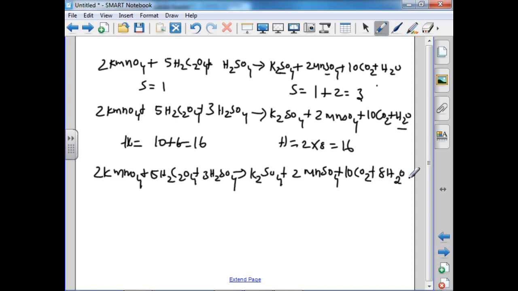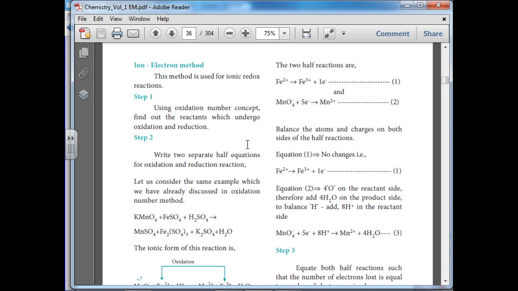Equation is balanced. So next we are going to learn a new topic, the ion electron method. This is the next method to balance the redox reaction. This method is used for ionic redox reactions. There are a few steps to balance using the ion electron method.